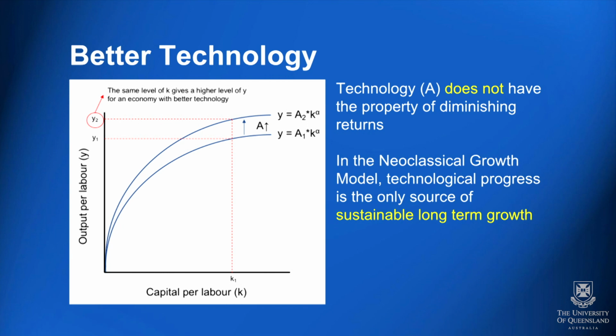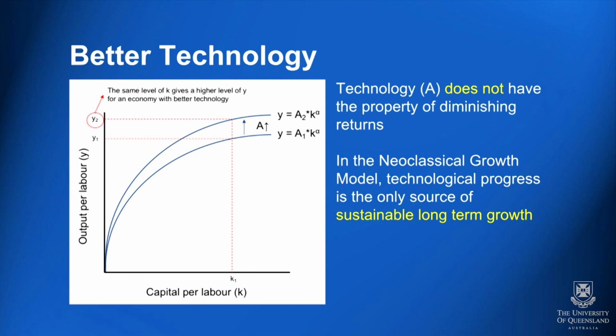Is technology also subject to diminishing return, like capital? Fortunately, the answer is no. Remember, the reason for diminishing returns to capital is that capital deepening means more capital per labour. But the flip side of more capital per labour is less labour per capital. For example, if there are fewer workers to use a machine, then the machine will produce less. Technology does not have this problem.